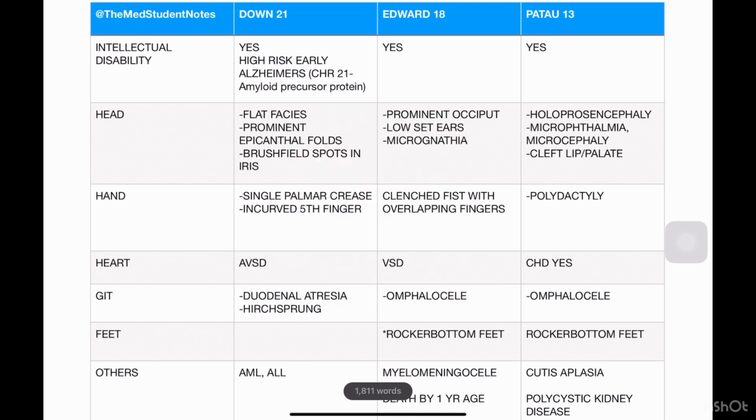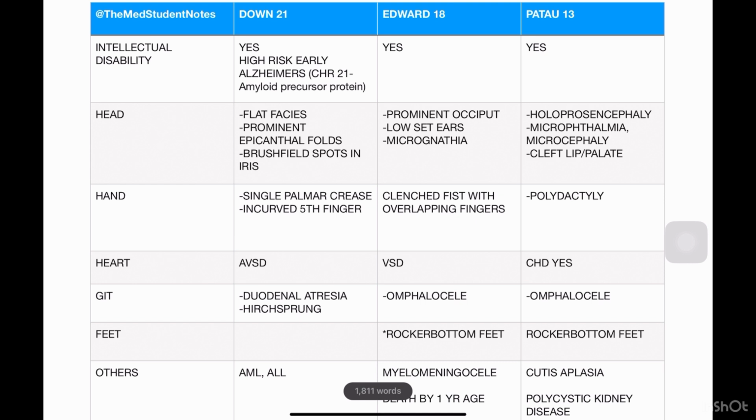Patau will show holoprosencephaly, which means that the cerebral hemispheres won't divide properly. And that is a very important thing to remember for Patau. There can also be microphthalmia and microcephaly, small eyes and small head, cleft lip, or palate.